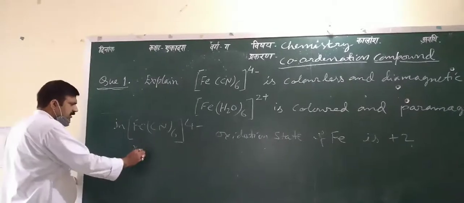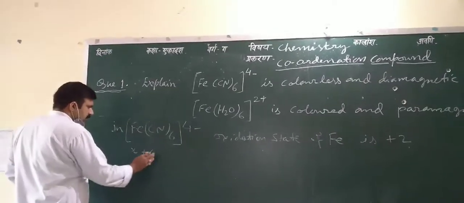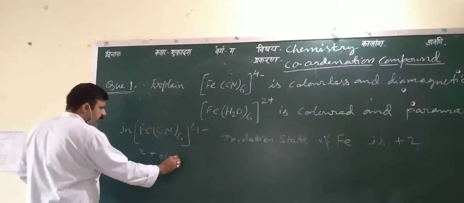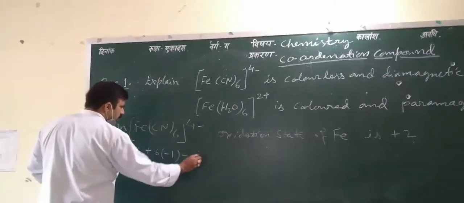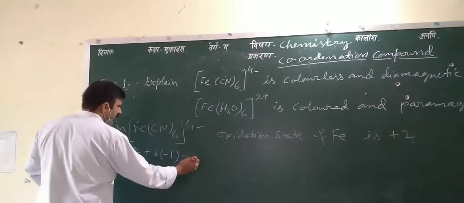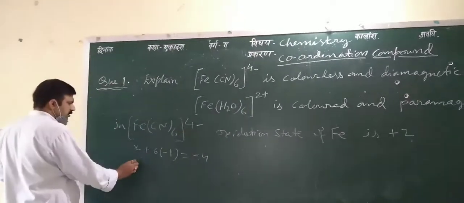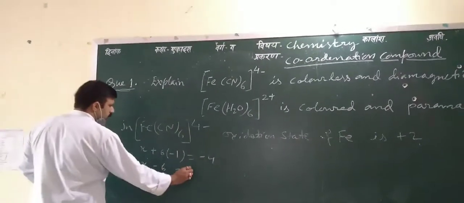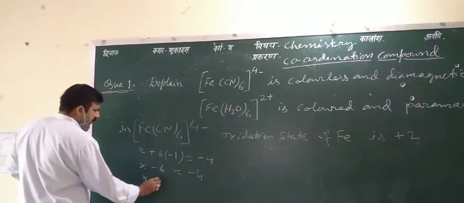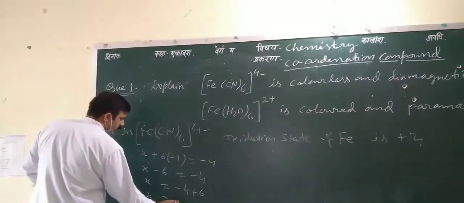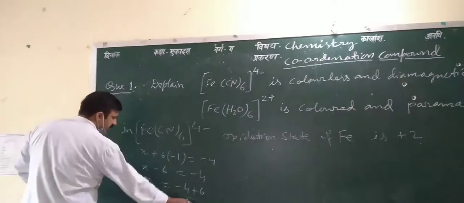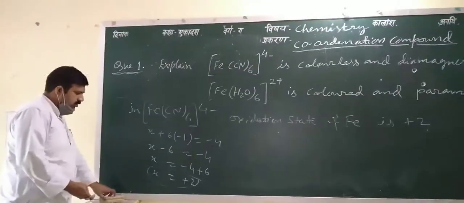You can see here X plus 6 into -1 for cyanide ion, whose oxidation state is -1, equals the total charge, which is 4-. Then X - 6 equals -4, X equals -4 + 6, X equals +2. So the oxidation state of Fe is +2.